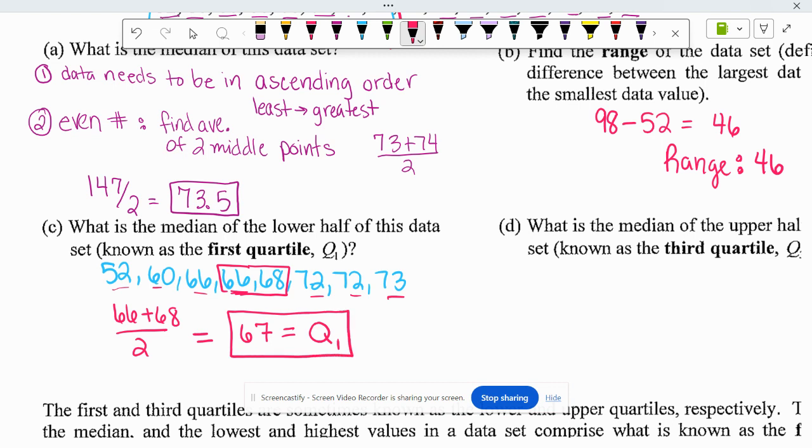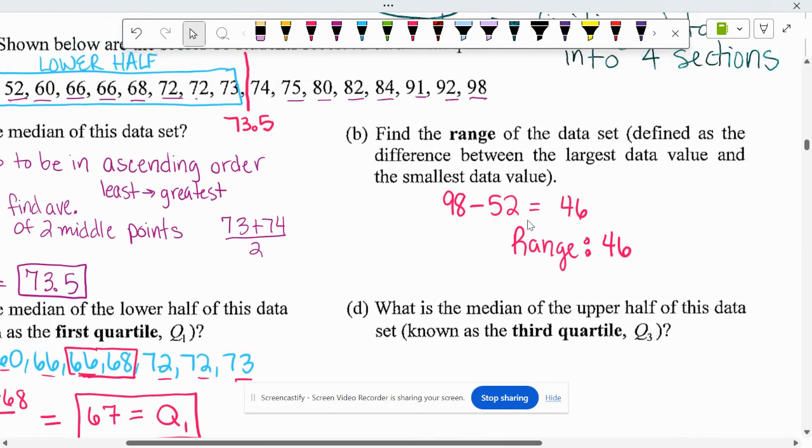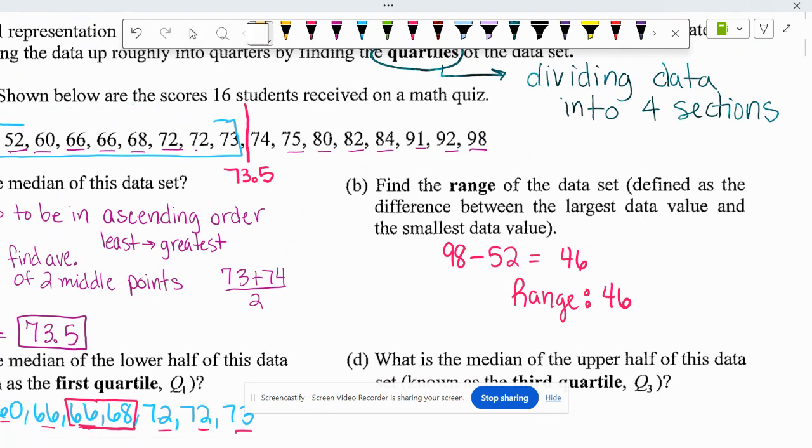So probably if we find the median of the upper half, that's going to be called Q what? The median is Q2, right? Do you remember that? So the median of the upper half would be Q3. So let's find that.